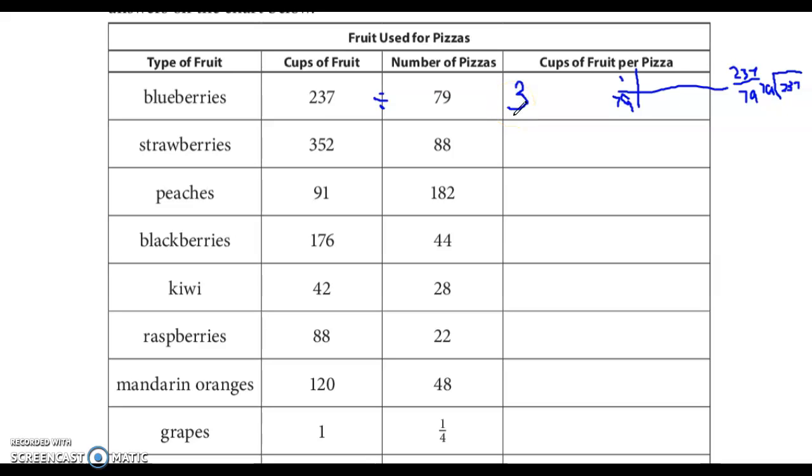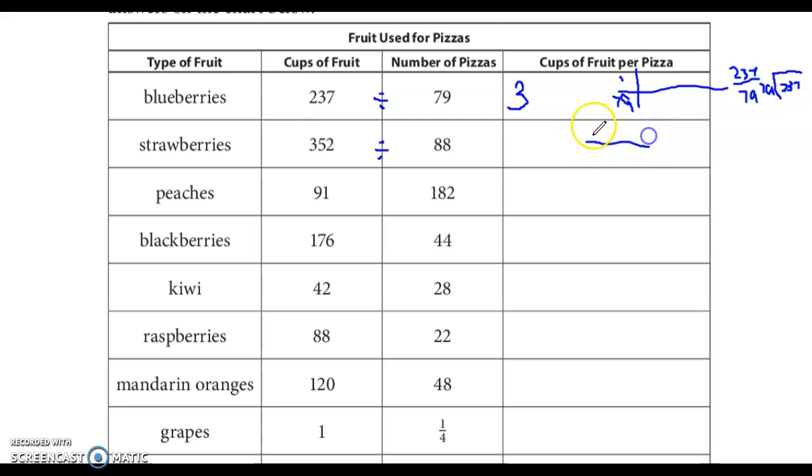Let's go ahead and try one more together. So we've got strawberries. And the last time they made a strawberry pizza, they made 88 of them and they had a total of 352 cups of fruit. So to get how many cups you put on one pizza, you have to take 352 and divide it by 88. So once again, you've got 3 different strategies you can use to solve it.